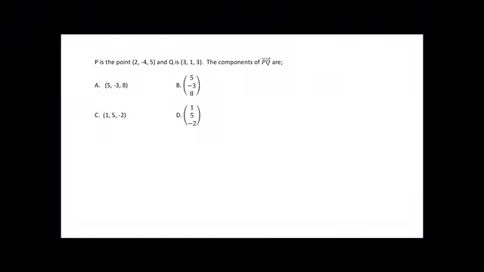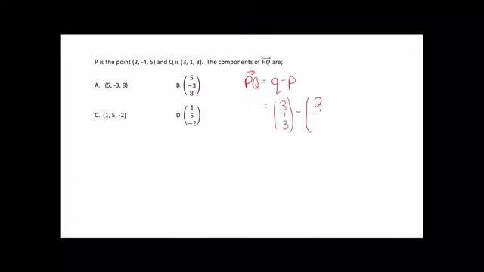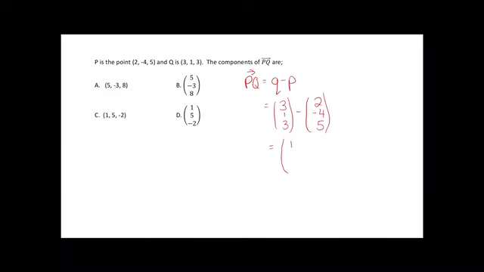Question 4, it gives us 2 points, points P and Q, and it tells us to find the components of PQ. So if we're looking for PQ, remember that is the same as Q minus P. So we're subtracting these two vectors. So Q has the components 3, 1, 3, and we're taking away P, which has got components 2, -4, 5. When we do that, just work your way down your x's, y's and z's. So 3 take away 2 gives us 1. 1 take away -4 gives us 5. And 3 take away 5 gives us negative 2.